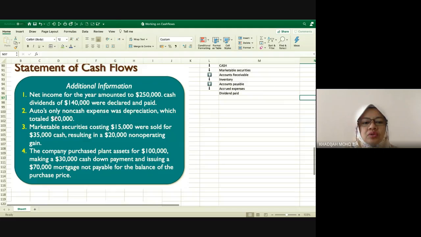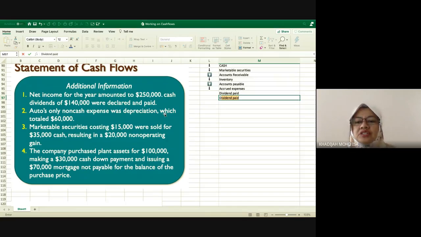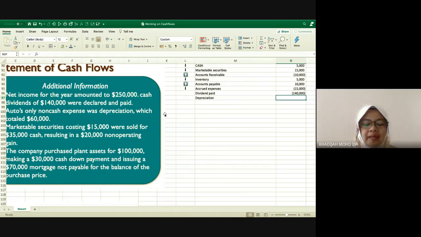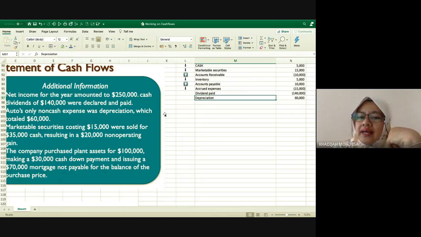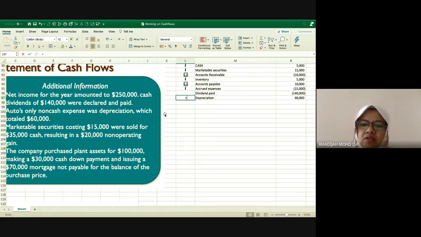Note number 2, the only non-cash expense is depreciation. Remember, you have a depreciation. So what should you do with your depreciation? It's a non-cash, you always add back. So how much do you add back? 60,000. Why do you add back? Again, in arriving at your net income, you have minus your depreciation. So in order to reconcile that non-cash expense, that's why you have to add back. All right, so this one is your add back. This one is a minus.